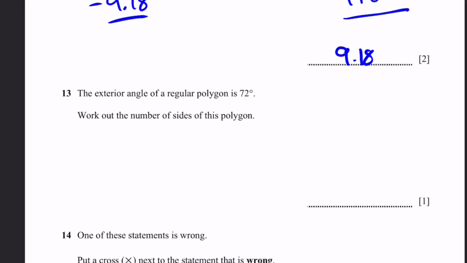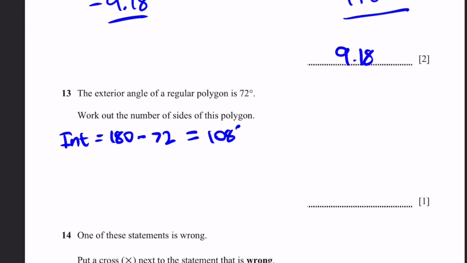13. The exterior angle of a regular polygon is 72 degrees. Work out the number of sides of this polygon. So let's look at the polygon. If the exterior is 72, the interior will be 180 minus the exterior angle, which is 72, so 108 degrees.